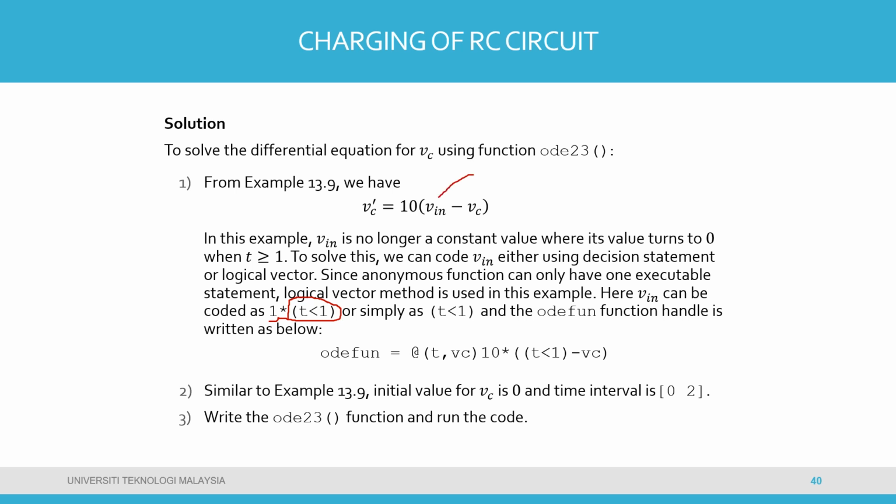Okay, so V in is basically, remember that the condition is 1 when t is less than 1, and the rest is 0. That's why it is written like this. V in becomes 1 multiplied by t less than 1, but 1 multiplied by anything will be anything, so that's why we remove the 1. Okay, so that is how you write with a condition.